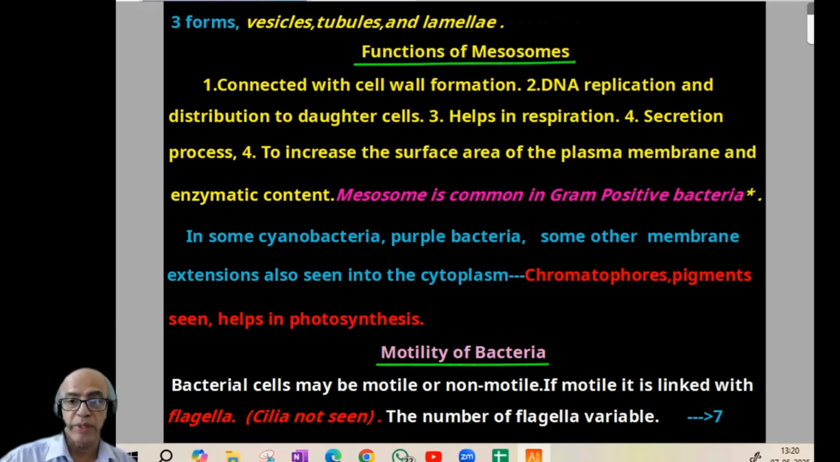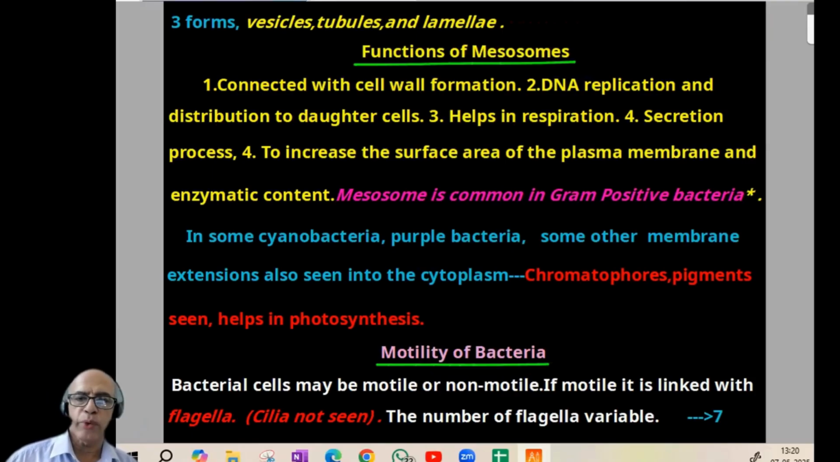Next, important: mesosome is common in gram-positive bacteria. Next, in some cyanobacteria and purple bacteria, some other membrane extensions are also seen into the cytoplasm, which are chromatophores, containing pigments, which help in photosynthesis.